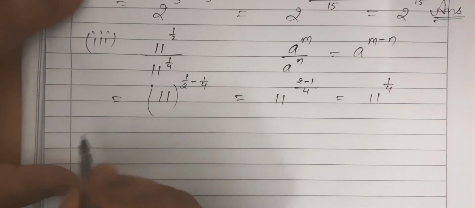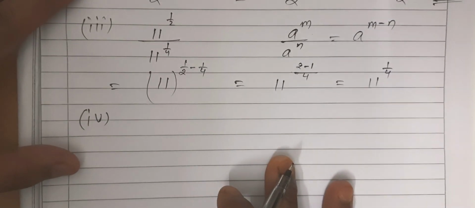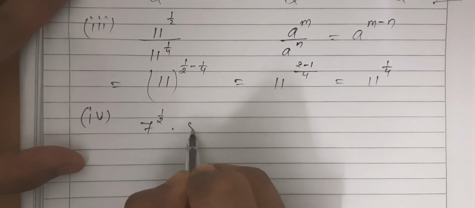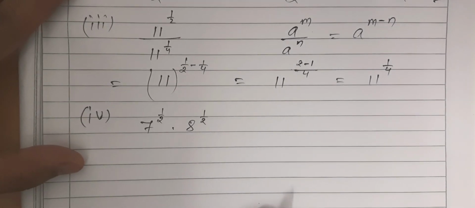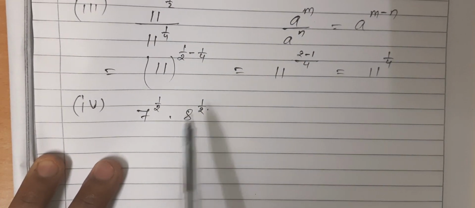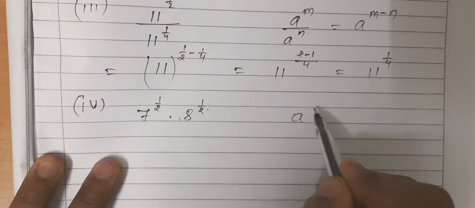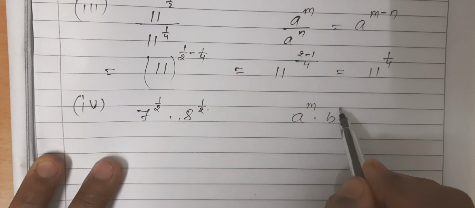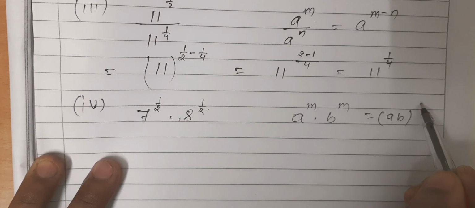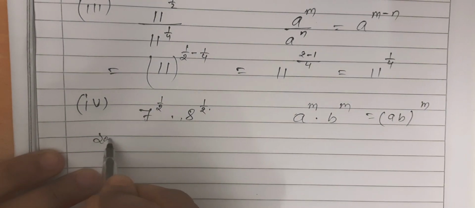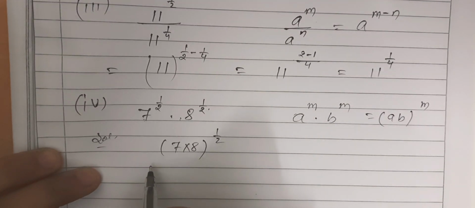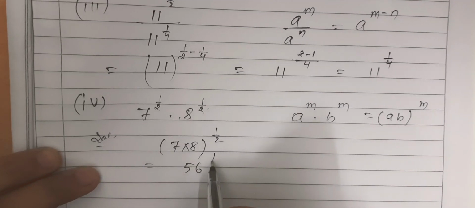Now the last question of this chapter and this exercise is 7 raised to the power 1 by 2 multiplied by 8 raised to the power 1 by 2. Now let us identify which law we can use here. See, the power is same and the base is different. It means it is like a raised to the power m, b raised to the power m. Power is same, base different. So combined we can write ab raised to the power m. So we can write in the solution 7 multiplied by 8 raised to the power 1 by 2. So this is nothing but 56 raised to the power 1 by 2.